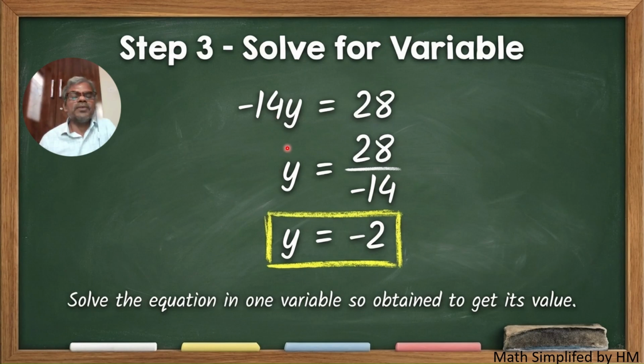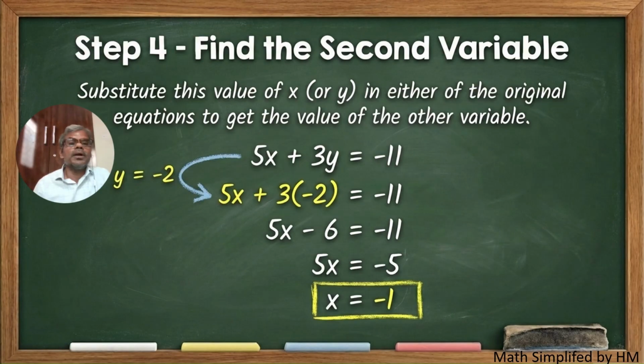Write the equation 5 minus 14y is equal to 28. Dividing both sides by minus 14, we get y is equal to 28 upon minus 14. Solving this, we get y is equal to minus 2. Thus, we have solved the equation in one variable so obtained to get its value.